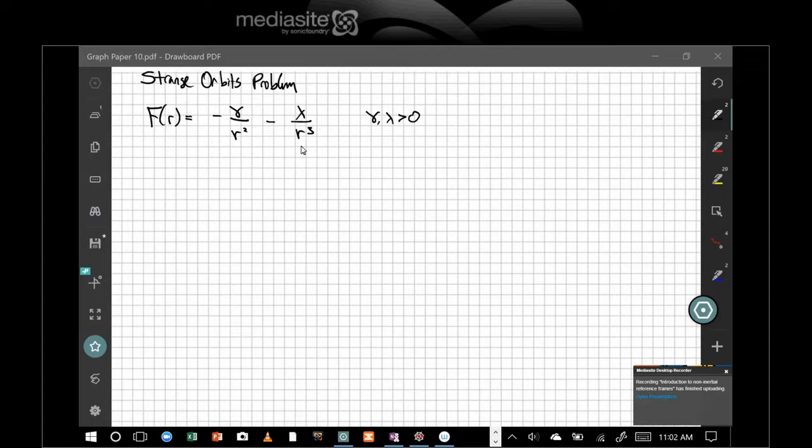Now, in fact, the ellipses do precess, and they precess because of relativity. So Newton's laws aren't exactly correct because of Einstein's theory of relativity. This is a good reason to look at this problem. We'll talk a little bit more in class.